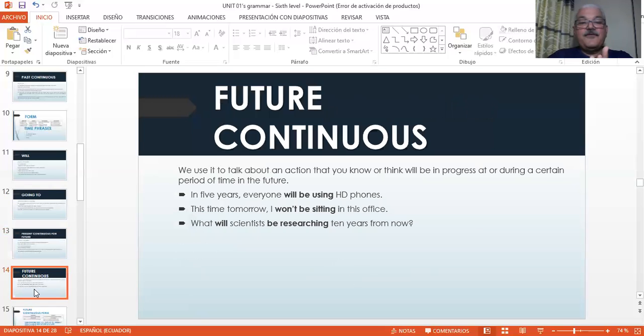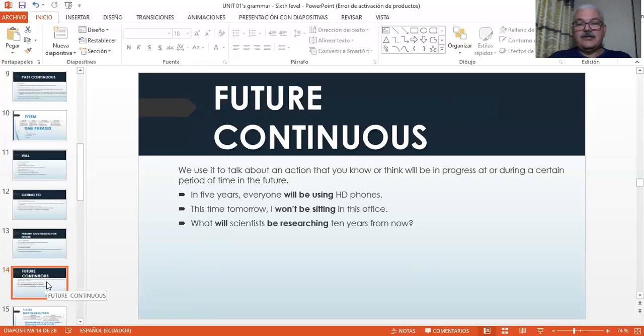And then in the future, we also have the future continuous to talk about an action that we know will be in progress. It will be seen not as a single event, but as a repeated event during a period of time. For instance, in 5 years, everyone will be using HD phones. This time tomorrow, I won't be sitting in this office. What will scientists be researching 10 years from now?